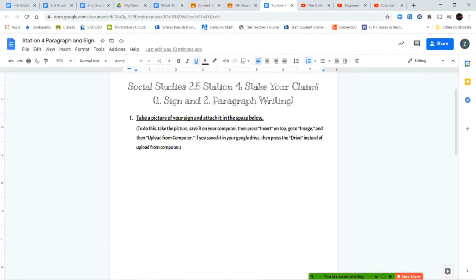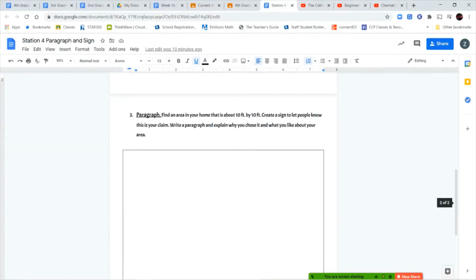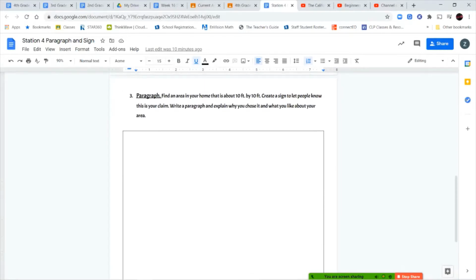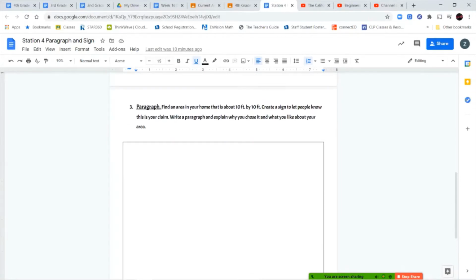Number two is the paragraph writing for Station 4. So I gave you a nice big text box here for you to write in all of your information. Directions are right there. Please make sure you're using complete sentences. You're checking your spelling and your sentence structure. Okay, this needs to be fourth grade quality work. It can't be something that you rush through. So please take your time and do it carefully and correctly.